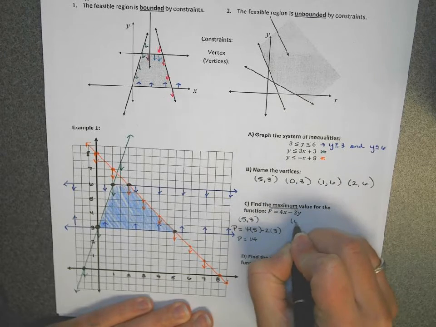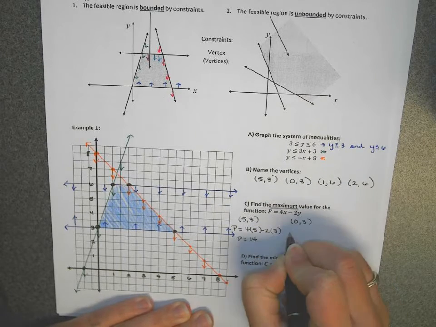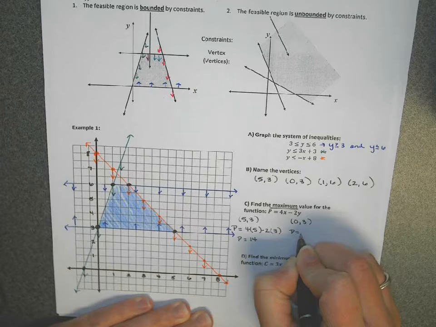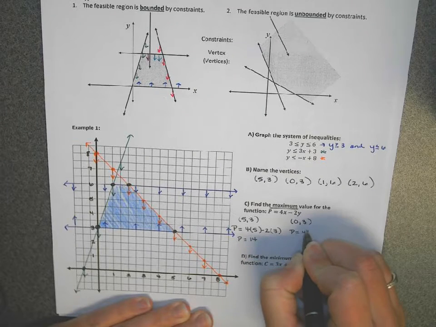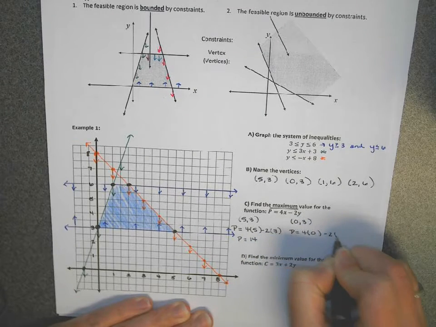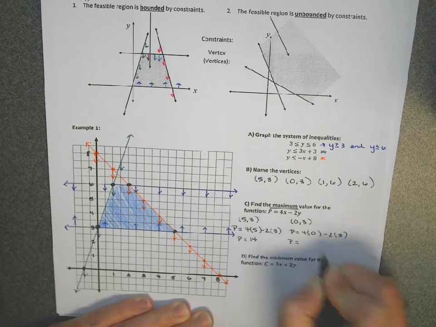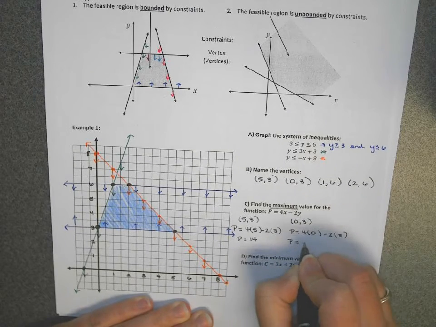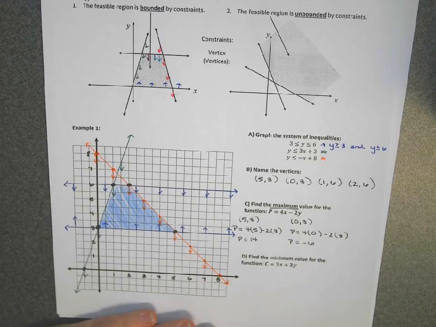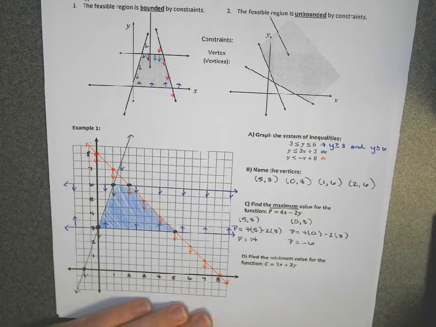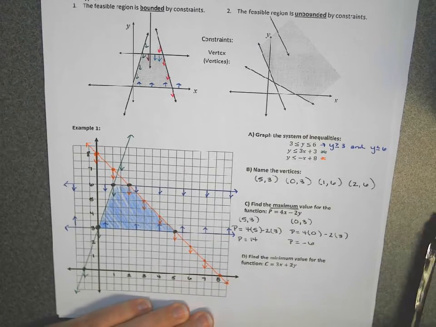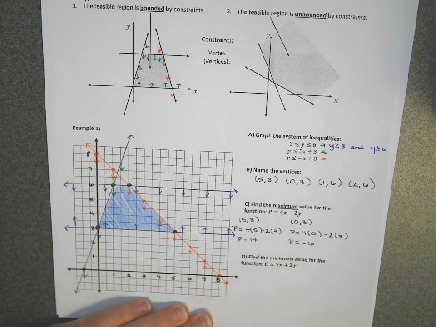Let's find the profit at 0, 3. The profit would be 4 times 0 minus 2 times 3. The profit would be 0 minus 6, which is negative 6. Well, definitely don't want a profit of negative 6. So right away, you know that's not going to be the maximum. So far, 5, 3 is the maximum.